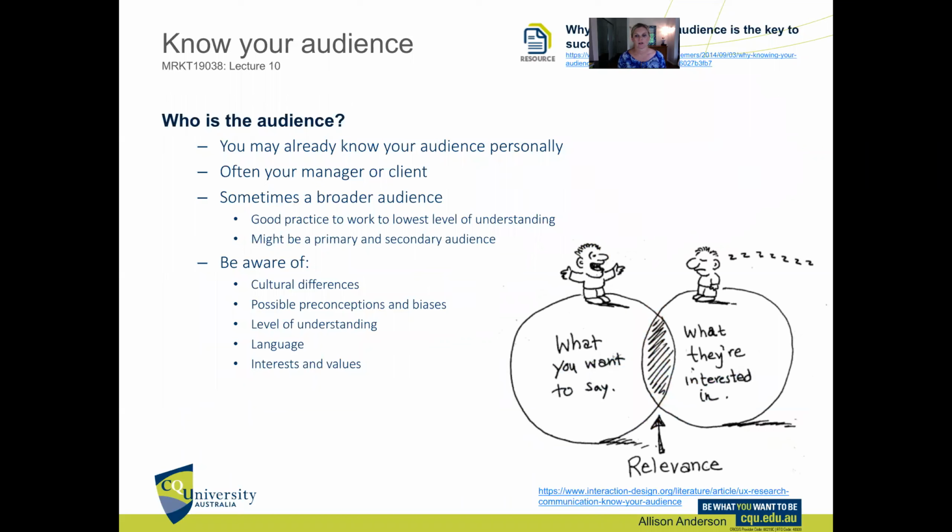All right, okay, so here we go. I love this little diagram. Relevance: what you want to say and what they're actually interested in. Where those two merge is where you have actual relevance in your message. So you need to have a good idea about what you want to say, but you also need to have a good idea about what they actually want to know. And where those meet is where you should be targeting your message when you're communicating anything at all.